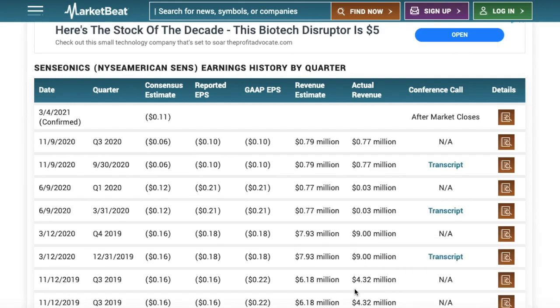What's great, in my opinion, about Senseonics at the current time, and also serves as a massive catalyst that could send Senseonics going way higher in the near future, is that I think Senseonics is going to explode in the rest of 2021. I think we could see it going over the $10 price point. But what is this massive event? It's their pending FDA approval for their 180-day continuous glucose monitoring system, the Eversense XL, in the United States.